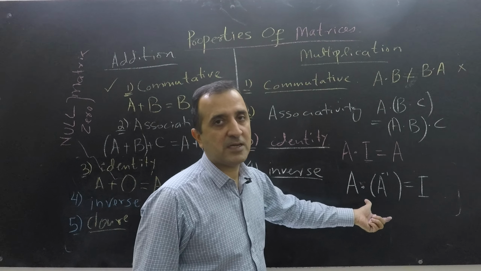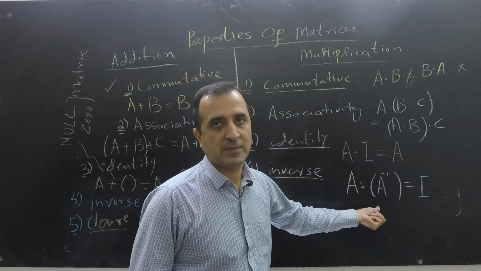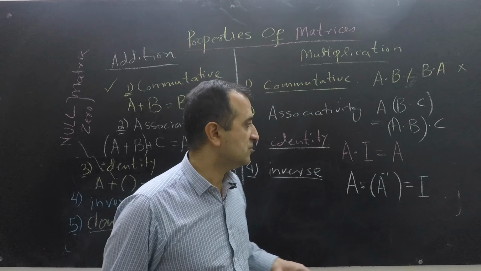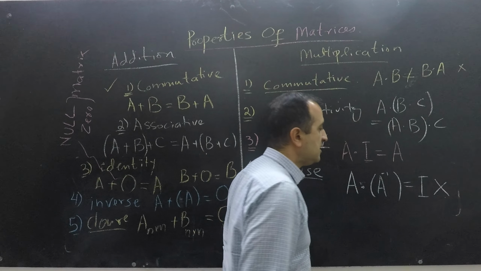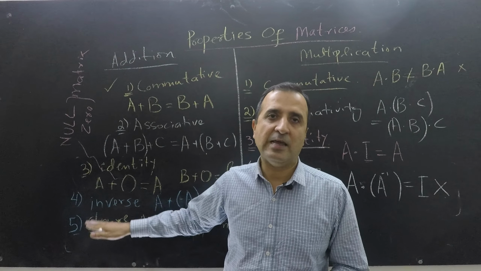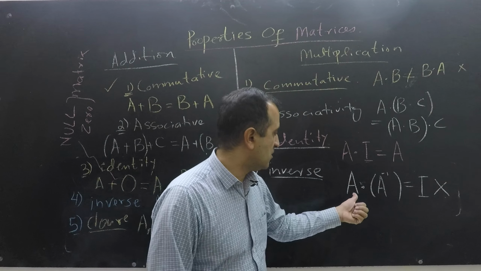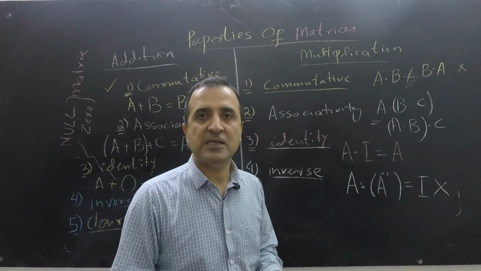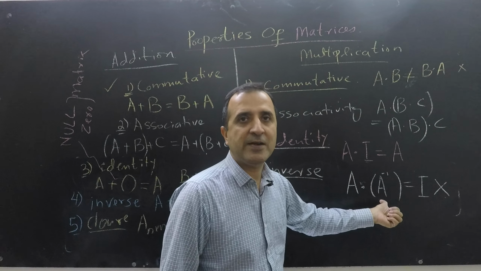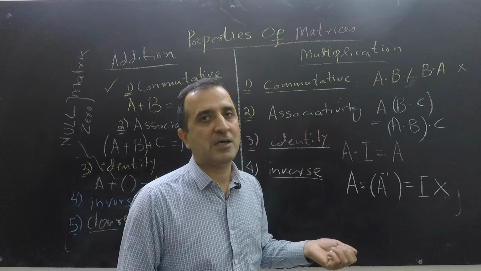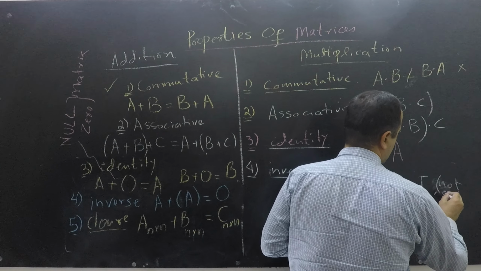And this does not exist always. I cannot find the inverse of all the matrices; I can find the inverse of some of the matrices. So this property does not exist in general. In case of addition, these properties always exist. I can always find the inverse, which is simply the negative of that matrix. But in case of multiplication, finding the inverse is complicated. I will have a separate lecture in which I will explain how to find the inverse of a matrix, and we can find the inverse only sometimes, not always.